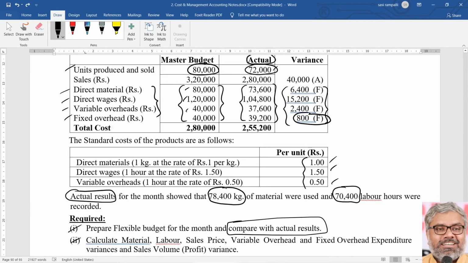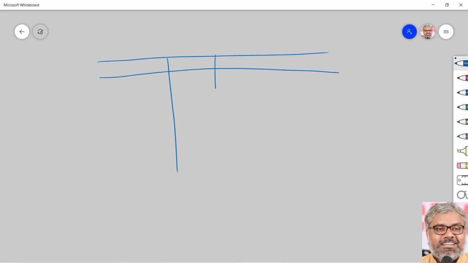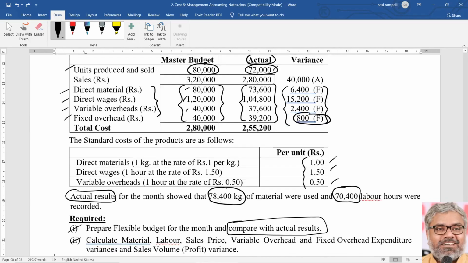First question was prepare flexible budget. Okay, let us prepare a flexible budget. Flexible budget means what? Whatever was given was master budget, and we need to prepare a flexible budget. Then we have to compare with actual. Then of course there can be variance, because that was also asked. Compare with actual results, he said.